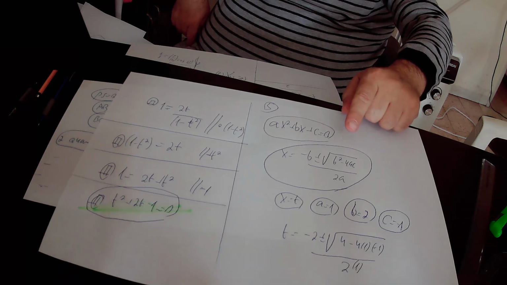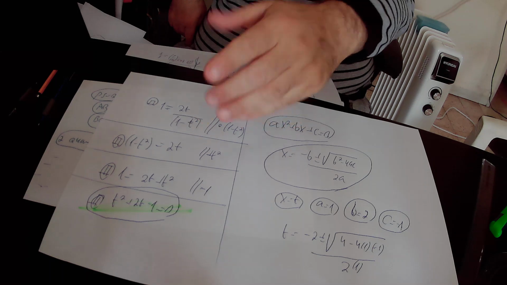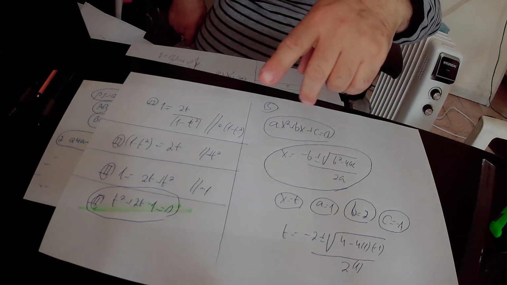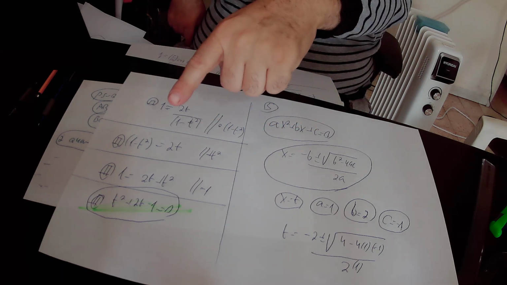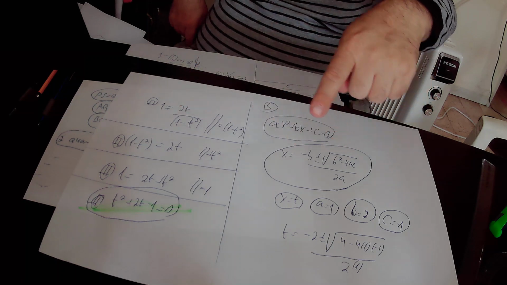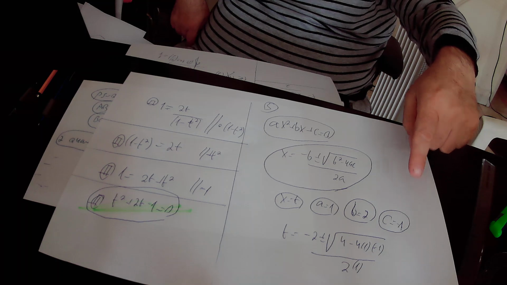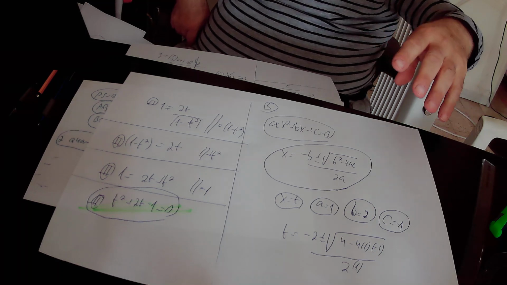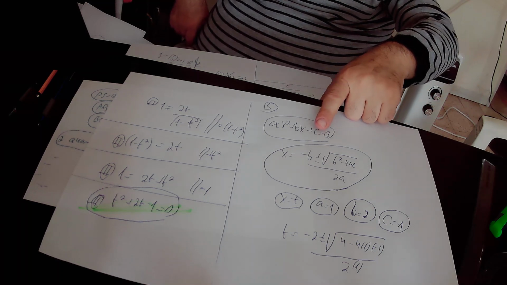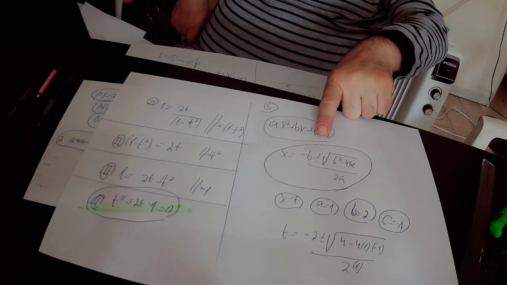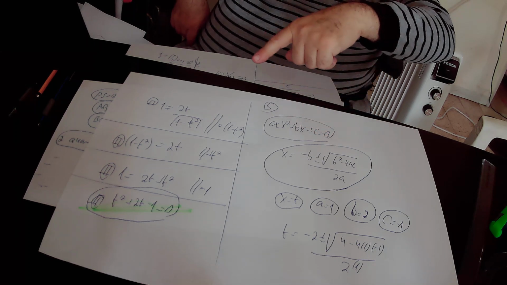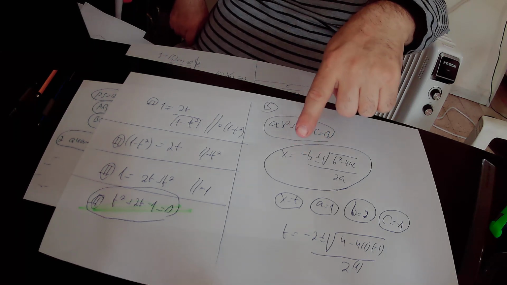In our specific quadratic equation, t squared plus 2t minus 1 equals 0, the variable that we are looking for is t, so x equals t, the coefficient a equals 1, the coefficient b equals 2, and the coefficient c equals minus 1. Now we'll put the data inside this formula, and we find the values of t, so we substitute x by t.